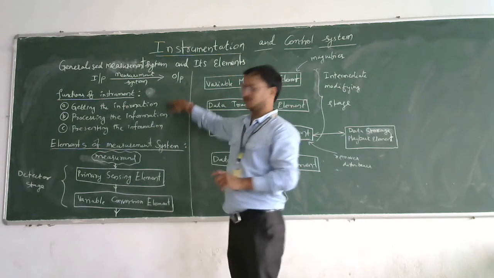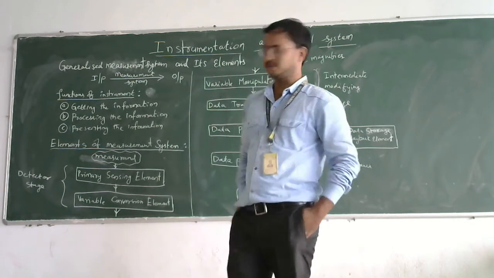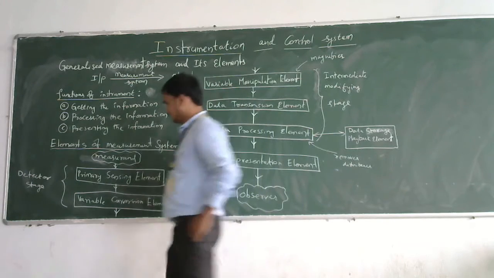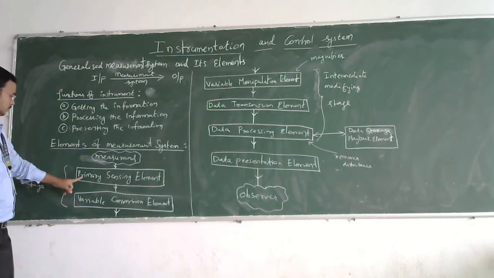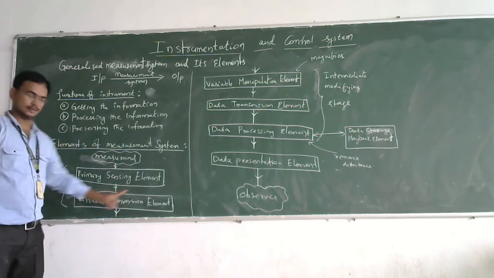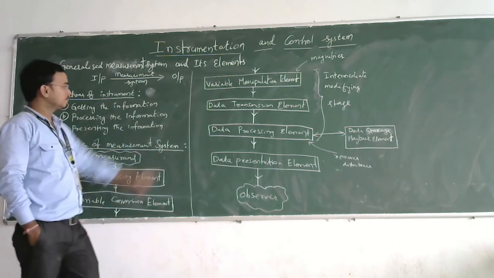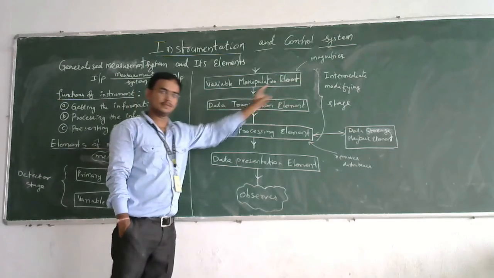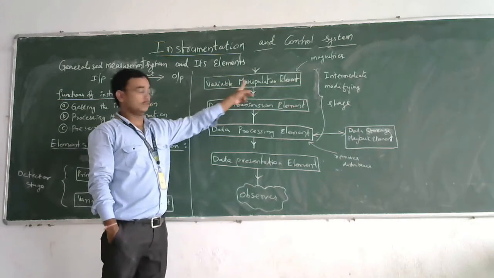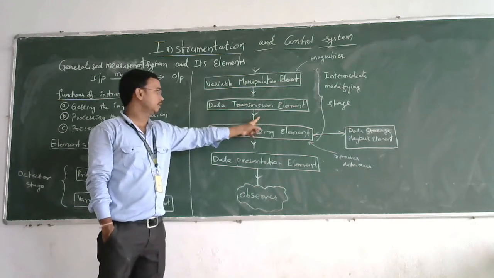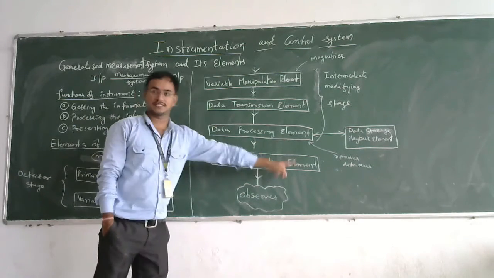So this is the main functions of the instrument. Now, what are the elements of a measurement system? There are different elements of a measurement system. They are primary sensing element, variable conversion element, variable manipulation element, data transmission element, data processing element, data presentation element.